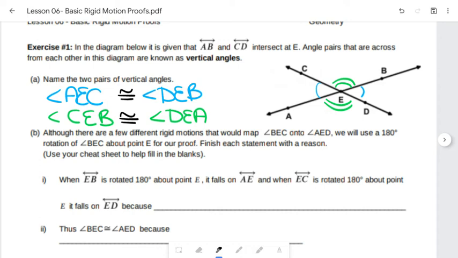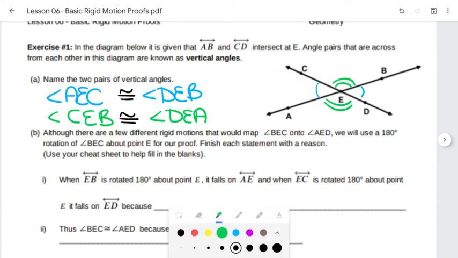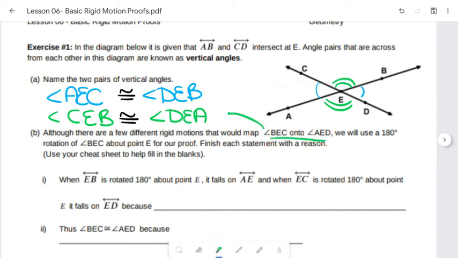Now, although there are a few different rigid motions that would map angle BEC onto AED, remember that is just equivalent to our green arcs here. They're just written in the opposite order, and that's fine too. We will use a 180-degree rotation of angle BEC about point E for our proof. Now, finish each statement with the reason.